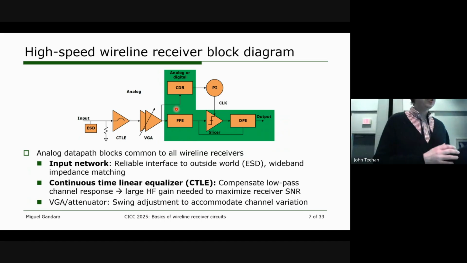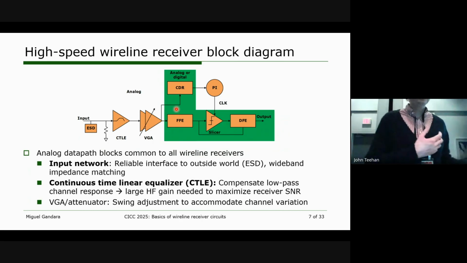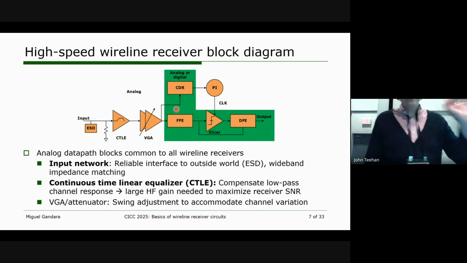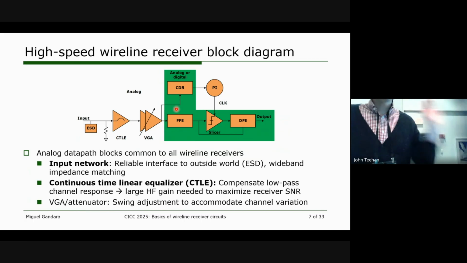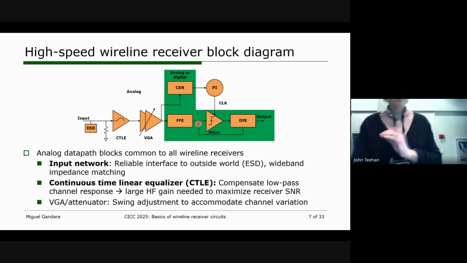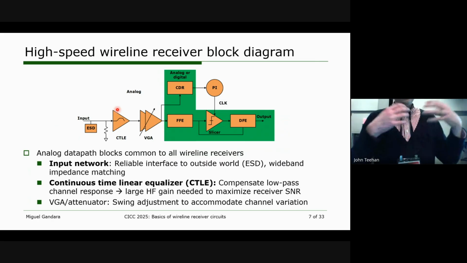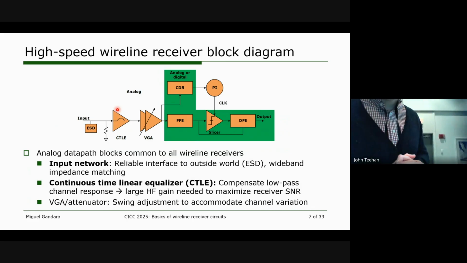Second is the continuous time linear equalizer. This helps us to compensate our low pass channel response. The key point is that we need to ensure that we have very large high frequency gain from the CTLE in order to maximize the SNR from the rest of the receiver. Each of these blocks inside the receiver that come after the CTLE will all generate their own noise. And so having a very large gain at the front end will ensure that we maintain adequate SNR from the rest of the system.